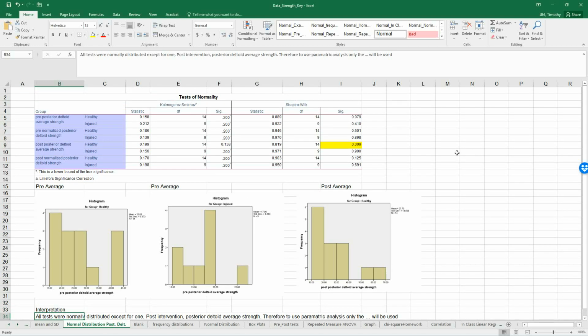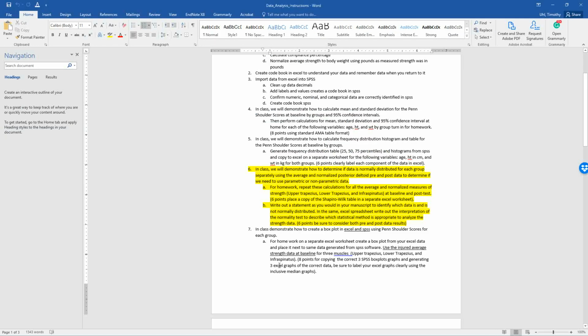So, therefore, to use parametric analysis only, which type of data would I be able to use in my analysis? I'm not going to give you the answer. You should think through that and come up with the right answer. So now, because of this data, I can either use the average strength or I could use the normalized strength. Based on this analysis, I can make an interpretation of which type of data I want to use to report my results.